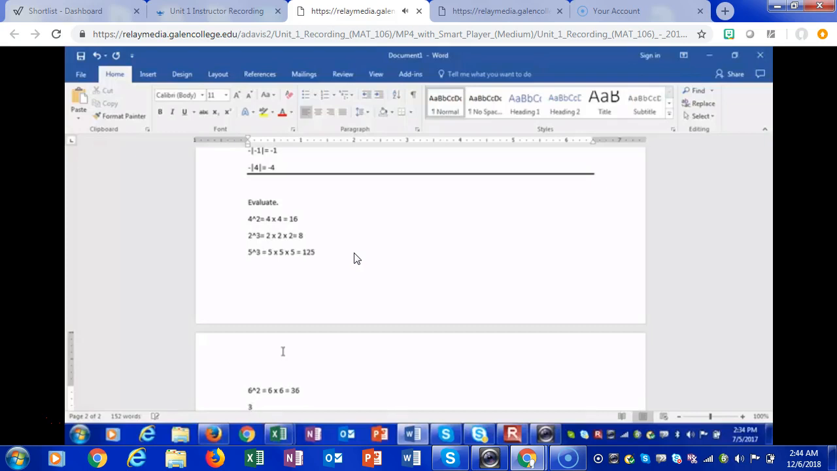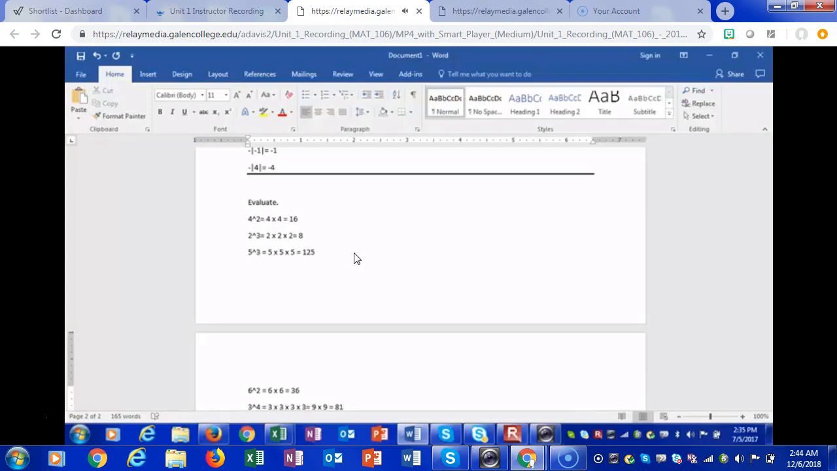3 to the fourth power. 3 to the fourth power is the same as 3 times 3 times 3 times 3. What is 3 times 3? 3 times 3 is 9. And another 3 times 3 is 9. What is 9 times 9? 81. 9 times 9 is 81.